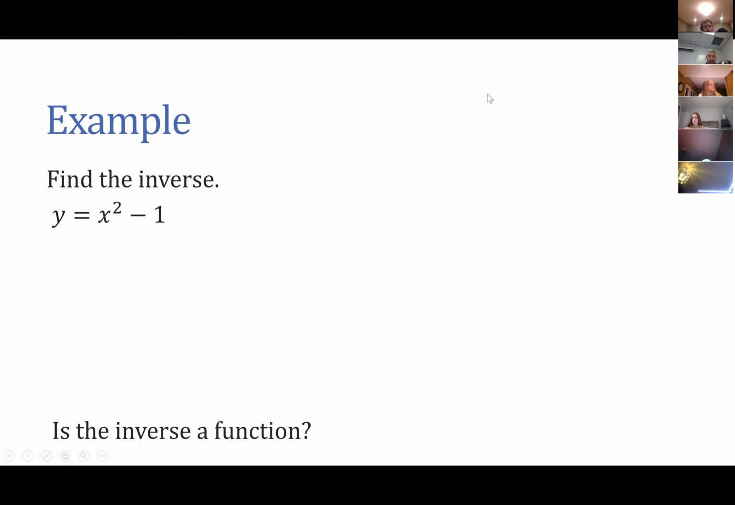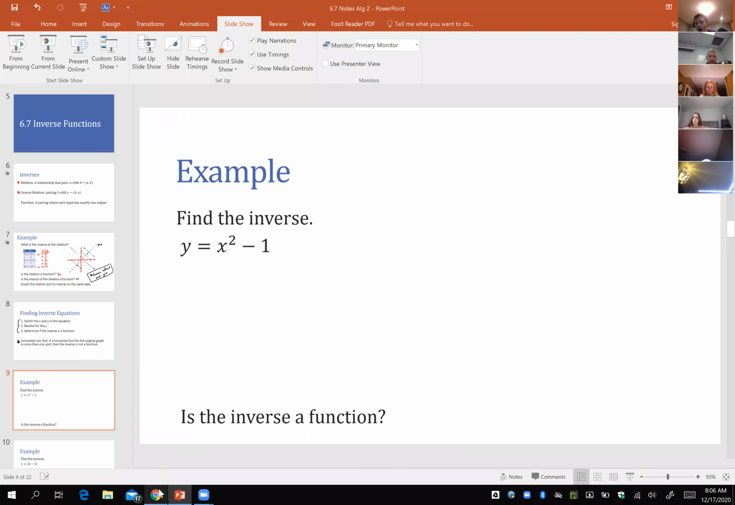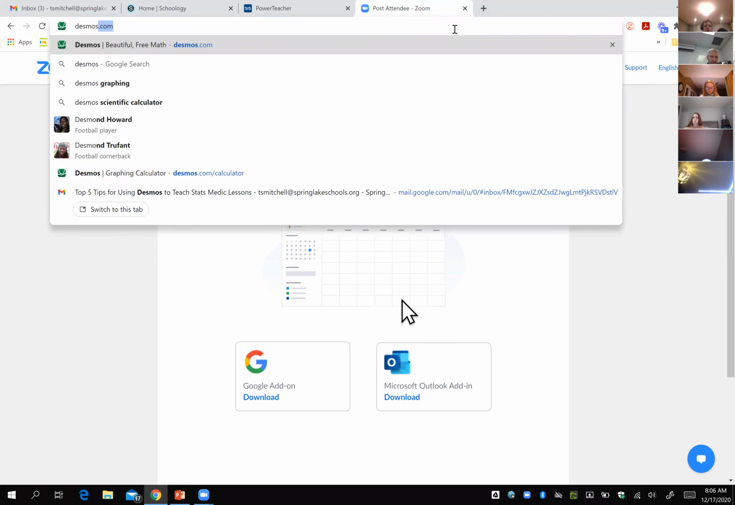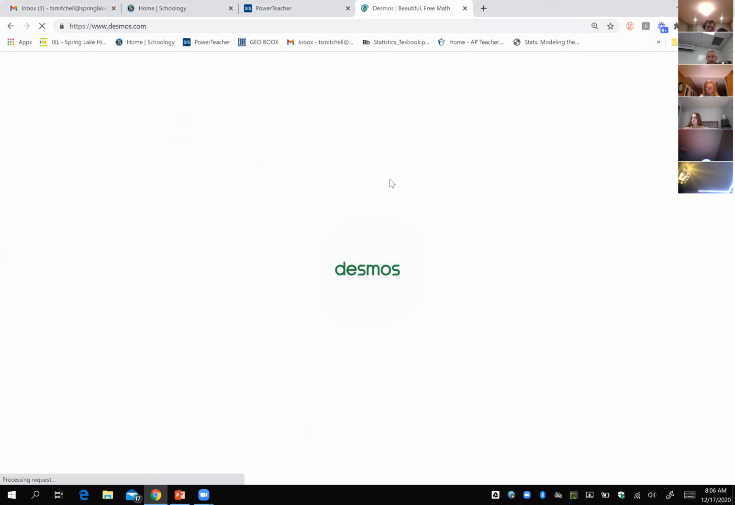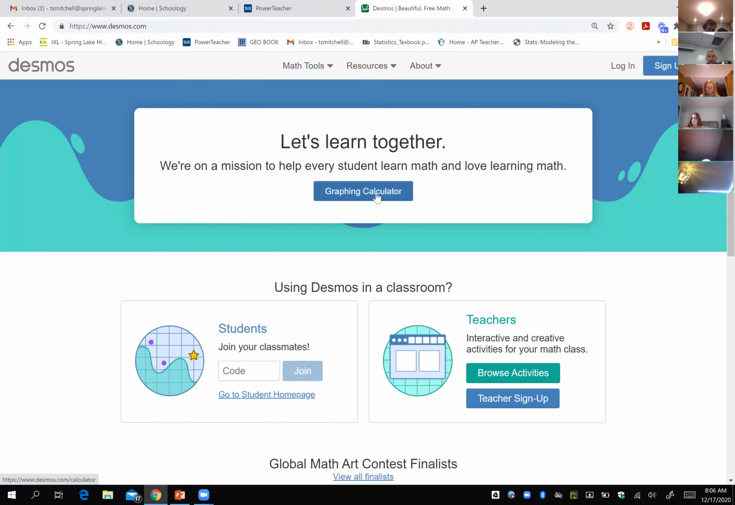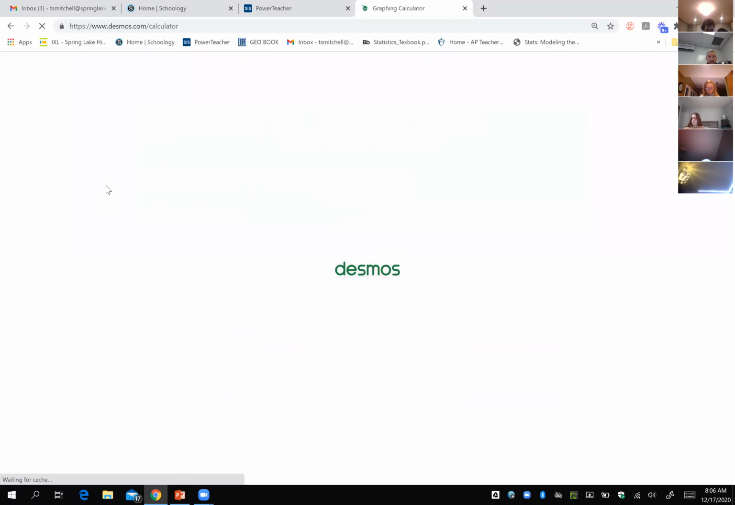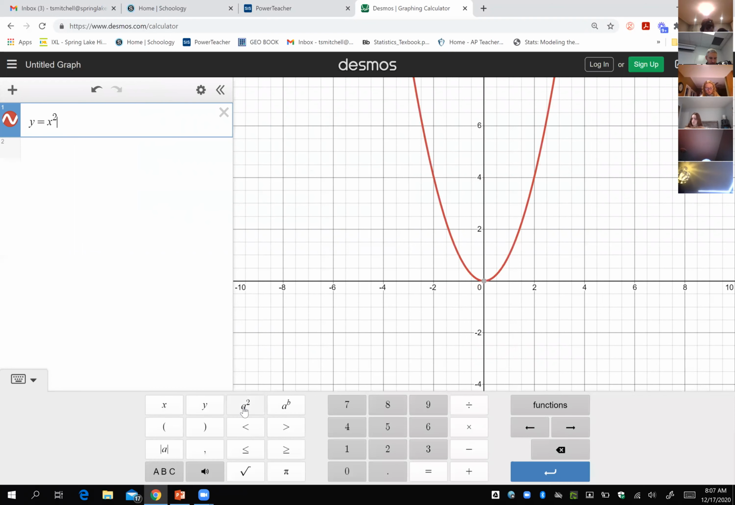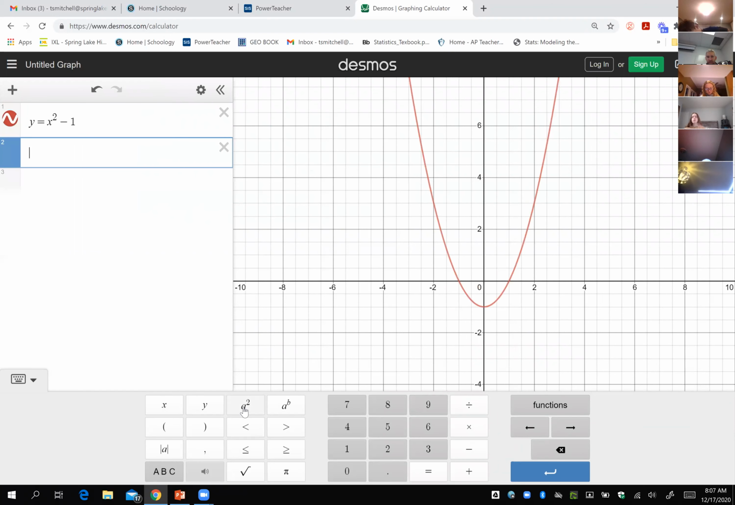Okay, so let's pretend like I'm not sure if I remember what that looks like. All right, so I'm going to Desmos. Graphing calculator. Okay, y equals x squared minus 1. Okay, there it is, right? It's a parabola. It's got its vertex shifted down 1.